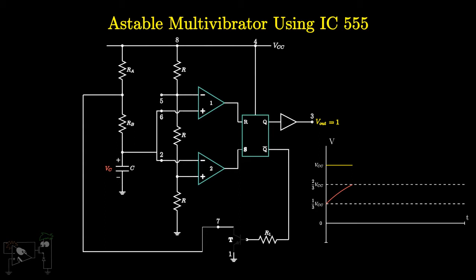The capacitor voltage is fed to the trigger and threshold pins. Hence, when VC goes above 2/3 VCC, the output of comparator C1 goes high, thus resetting the flip-flop. The output of the timer also becomes low. Q bar becomes high and the transistor T turns on. Hence, the capacitor finds a path to discharge through RB via T and thus, VC starts decreasing.